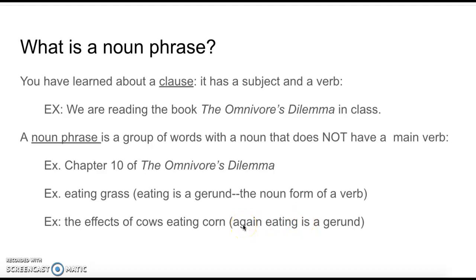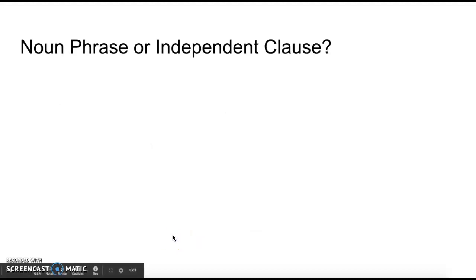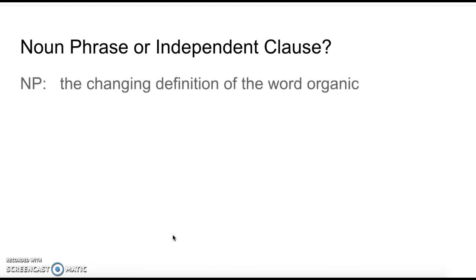So why do we care about noun phrases? Well, first we need to be able to tell the difference: noun phrase or independent clause. So let's compare. Here's our noun phrase: the changing definition of the word organic. This is an adjective describing the noun definition. And then we have a prepositional phrase. So this is definitely a noun phrase.